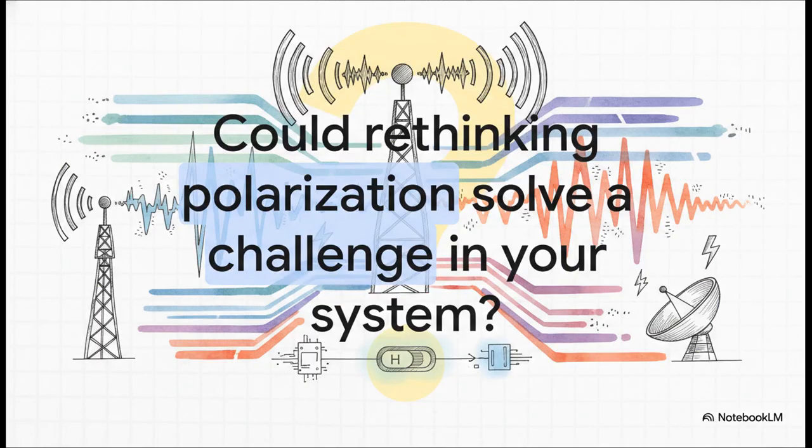So as we finish up, I want you to think about your own systems. Is there a nagging interference problem you're dealing with? Or maybe a link that's just frustratingly unstable? Could it be that the elegant solution you've been searching for is as simple as rethinking its polarization? It's a fundamental choice that's always worth another look.